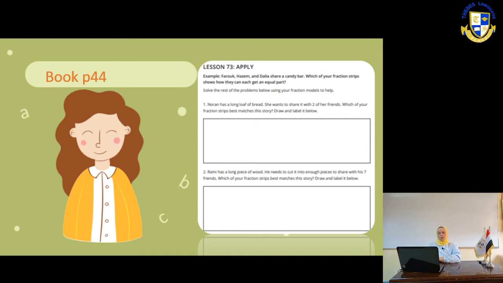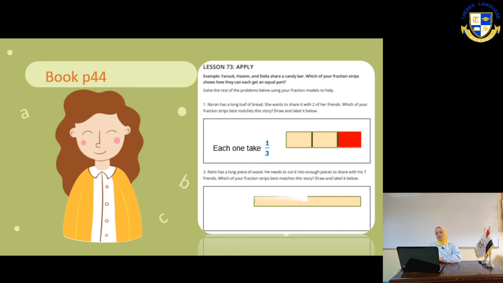Now we are going to draw a fraction strip and cut it into 3 equal parts because Nuran and her 2 friends are 3. So we are going to cut the loaf of bread into 3 equal parts and shade 1 part. So each one will take a third, 1/3. Okay? Now number 2, Rami has a long piece of wood. He needs to cut it into enough pieces to share with his 7 friends. So, which of your fraction strips best matches the story? Draw and label it below.